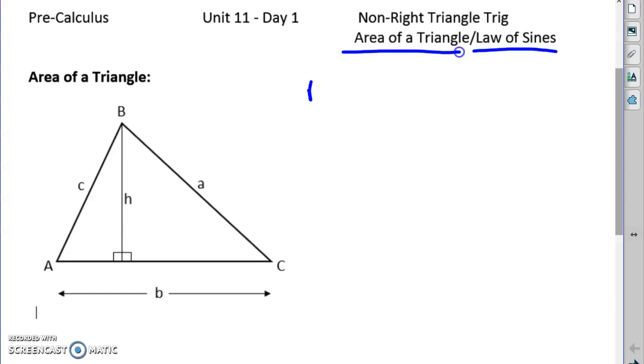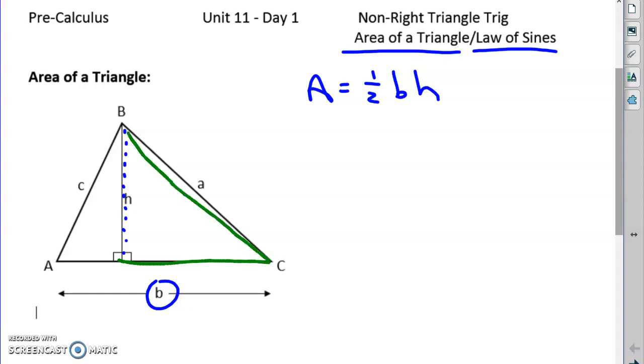Area of a triangle from back in middle school is 1/2 base times height. The base being this bottom B and the height being this imaginary altitude. Can we, however, create a formula using just the angles ABC and or the sides, small ABC, without this altitude needed? To do that, we're going to focus our energy onto this right triangle over here.